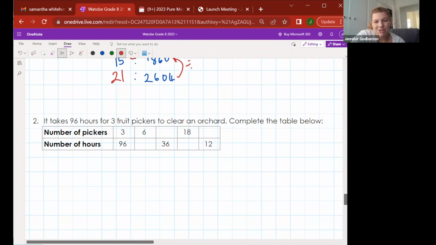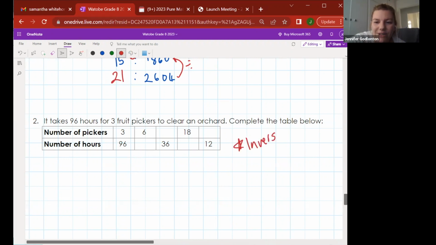All right, question 2. It takes 96 hours for 3 fruit pickers to clear an orchard. I'm not sure how to say that correctly. Complete the table below. So we have the number of pickers and then the number of hours it's going to take. Is this going to be direct proportion or inverse proportion? If I have more pickers, is it going to take less time? Or if I have more pickers, will it take more time? Is this going to be direct or inverse? Inverse. Nice. Good job.